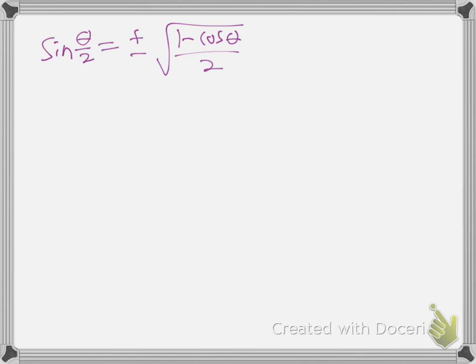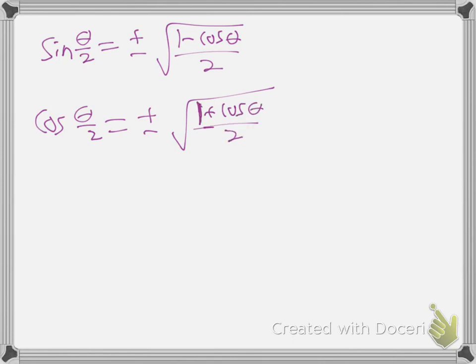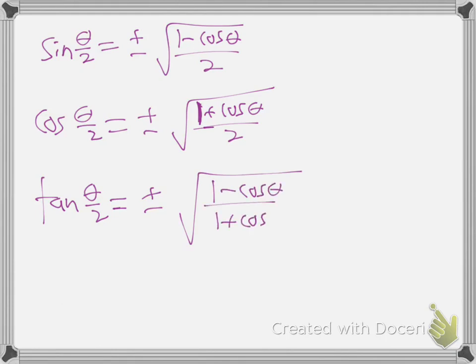All right, so we ready? We're going to use that one, and let me give you the other ones one more time. Cosine of theta over 2 is plus or minus the square root of 1 plus cos theta all over 2. And then tangent of theta over 2 is plus or minus the square root of 1 minus cos theta over 1 plus cos theta. Good? All right. Let's go back and use it.